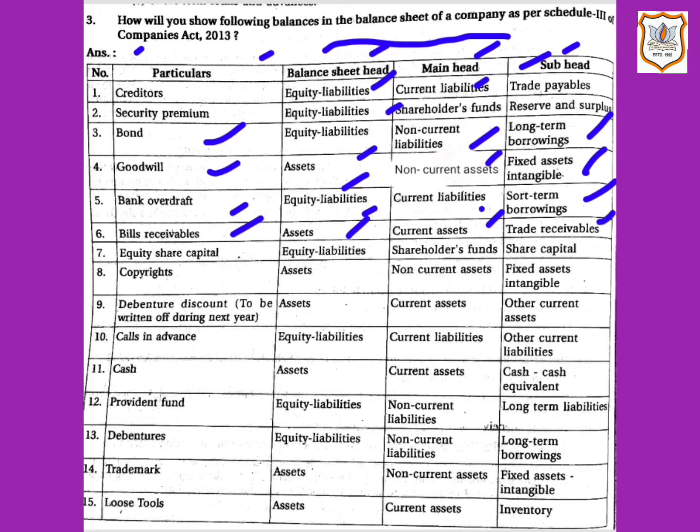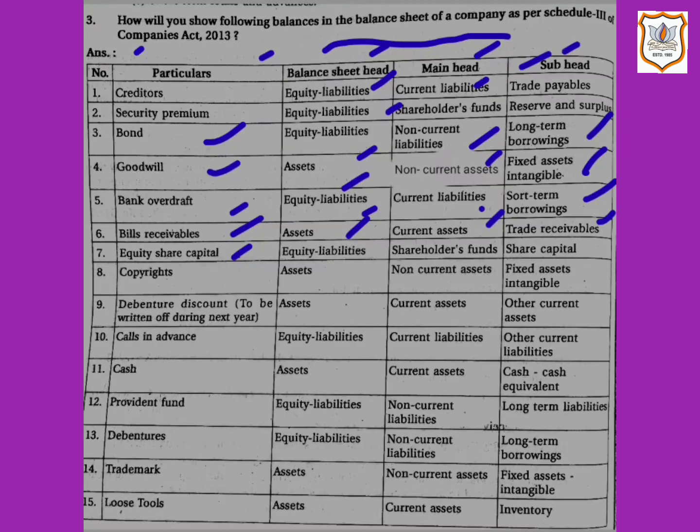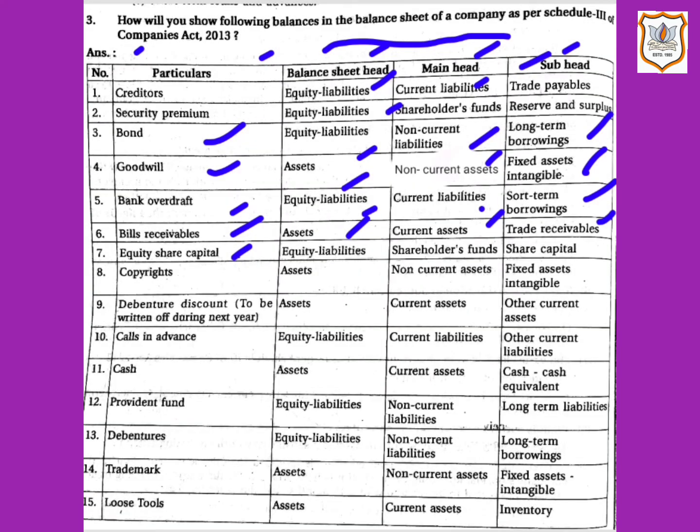Then we have equity share capital. It will be shown in the balance sheet on equity and liability side. Its main head would be shareholders fund, and under the subheading share capital. Then we have copyrights. We know that it is an intangible asset, so here in balance sheet it will be shown on asset side under the main heading non-current assets and under subheading intangible asset.